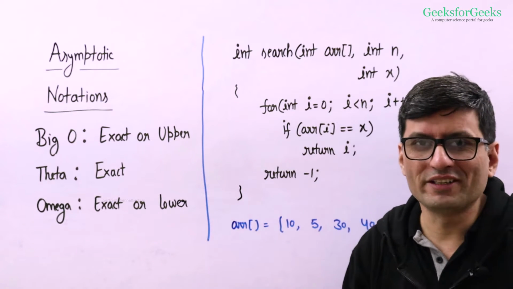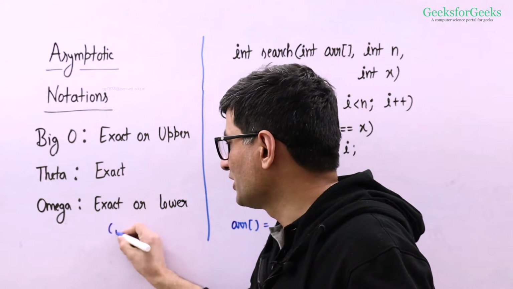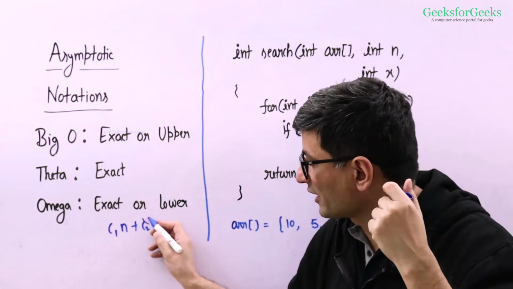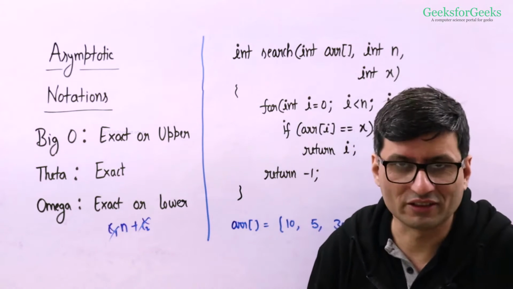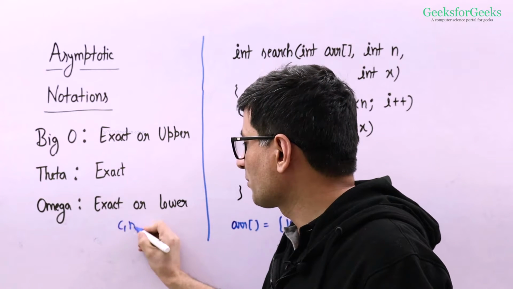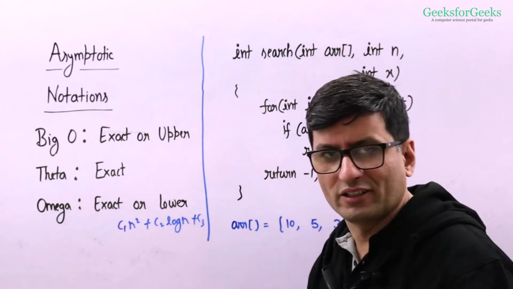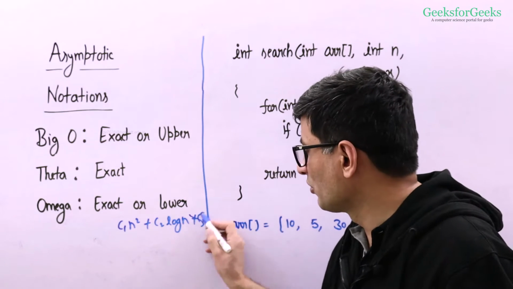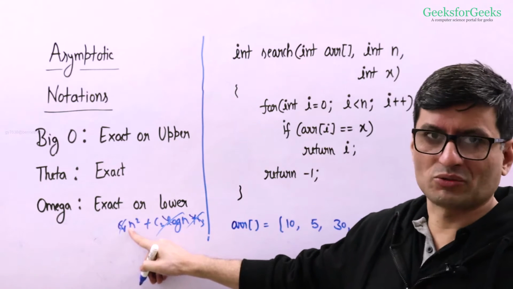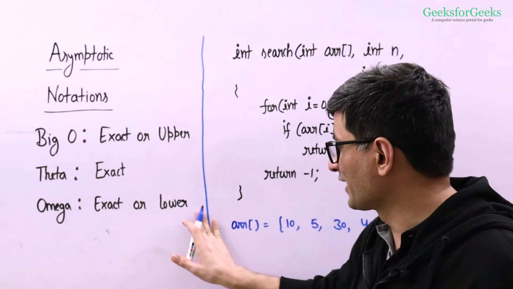So why do we need exact or upper? Why do we need exact or lower? Say if I have a function c1n plus c2, I can ignore the lower order terms, right? I can ignore the constant. I can say that order of growth is n, right? And if I take another example, say if I have c1 n square plus c2 log n plus c3, I can always tell you the exact order of growth. I can ignore the lower order terms, ignore the constant. I can say order of growth is n square, right? So I can always use theta notation, or I can always tell the exact order of growth.